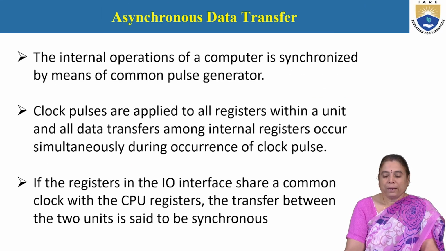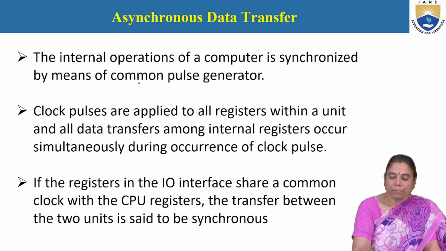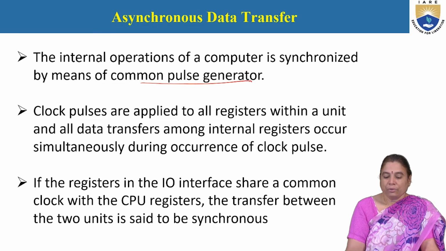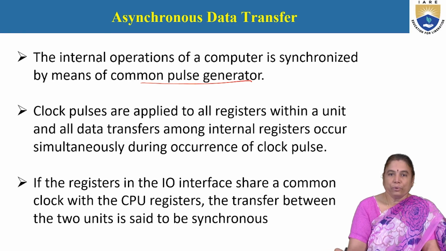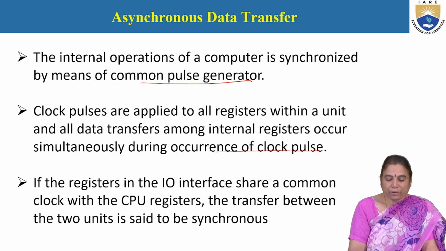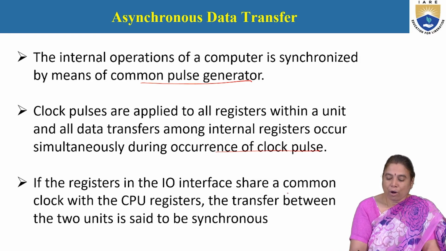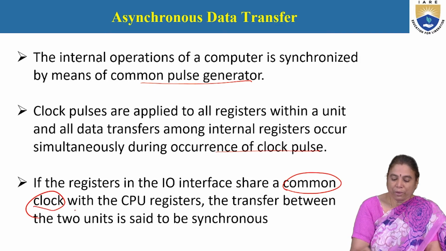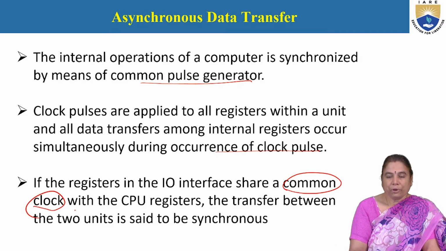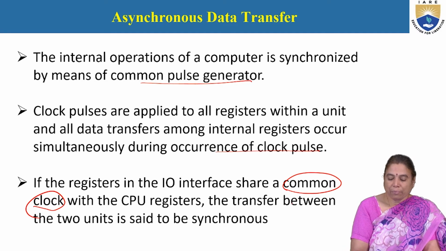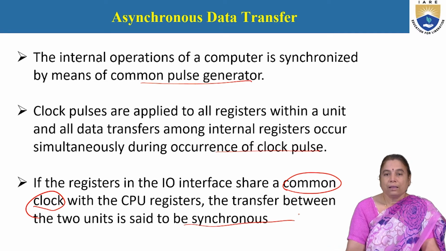The internal operations of a computer are synchronized with the help of a common clock pulse generator. Clock pulses are applied to all registers within a unit, and all data transfer among internal registers occurs simultaneously during occurrence of the clock pulses. If the registers of the I/O interface share a common clock with the CPU registers, then that type of transfer is generally synchronous.